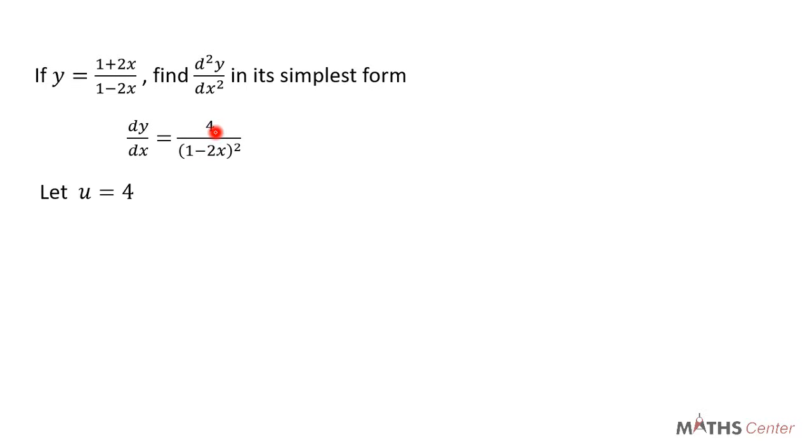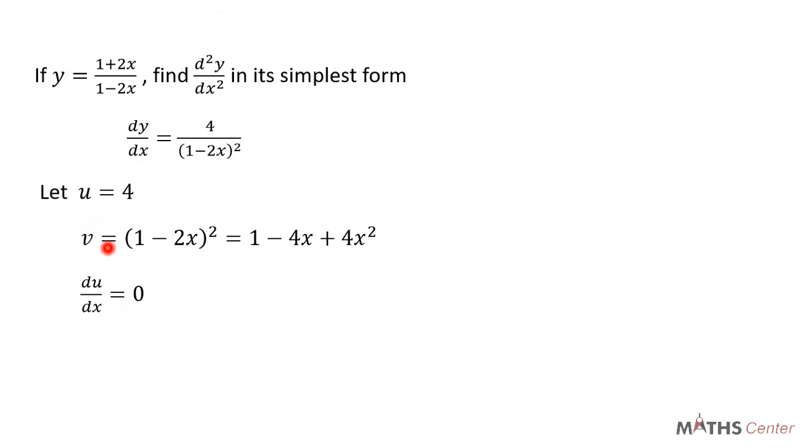The numerator is 4, so I'll let u be equal to 4. The denominator is 1 minus 2x squared, so v is equal to 1 minus 2x squared. When you expand this, you are going to have 1 minus 4x plus 4x squared. You need du dx and dv dx. So I'll have to differentiate u with respect to x and v with respect to x. When you differentiate u with respect to x, du dx is equal to, you differentiate 4, you get 0 because 4 is a constant.